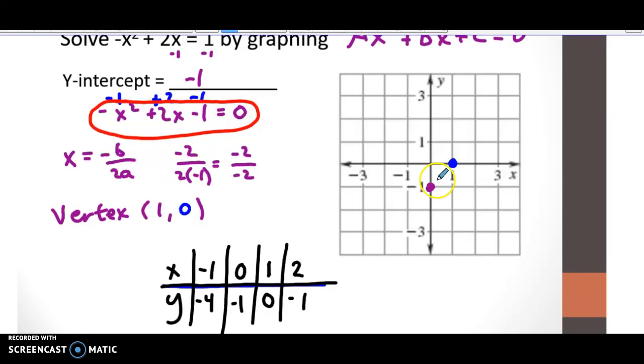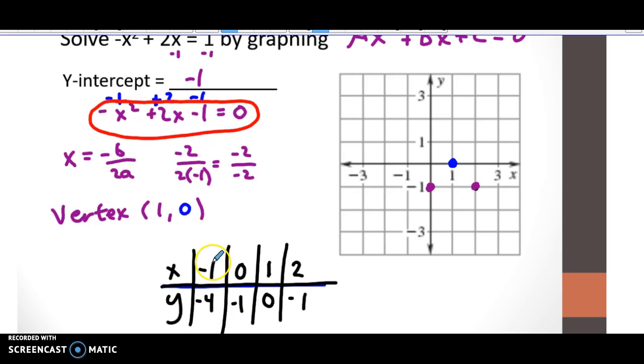So we were talking about how we had a negative a value, so that means our parabola is going to open down. And we've already found our vertex is (1, 0). We found our y-intercept is -1. So because this is my vertex, I know I'm going to have this matching point over here. But we can use our table to help us prove it as well.